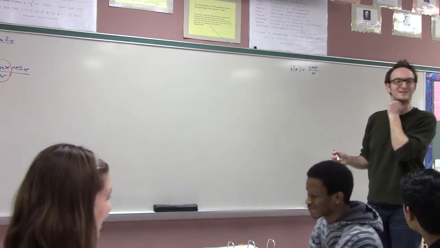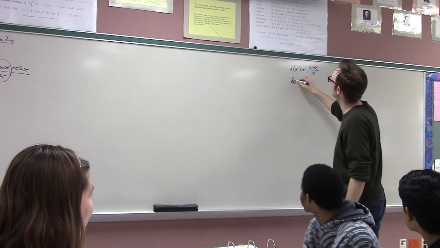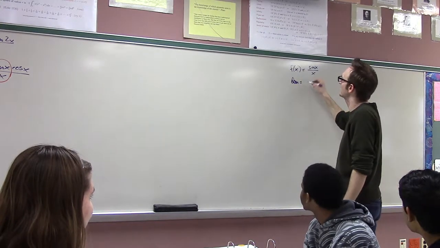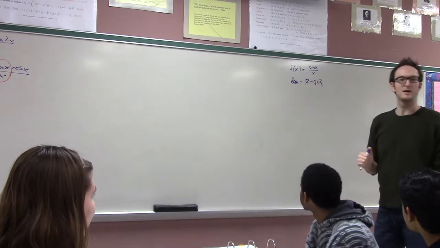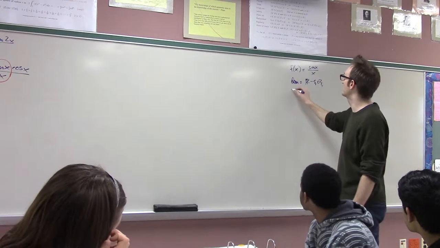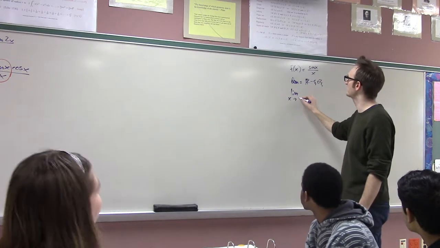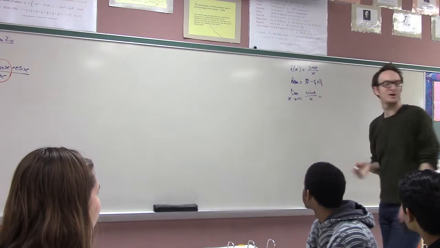So sine x over x, what are the important features of this graph? One thing we might notice is that the domain is everything except 0, because you certainly can't plug 0 in there. Another thing that you might notice is end behavior. What is the limit as x goes to infinity?